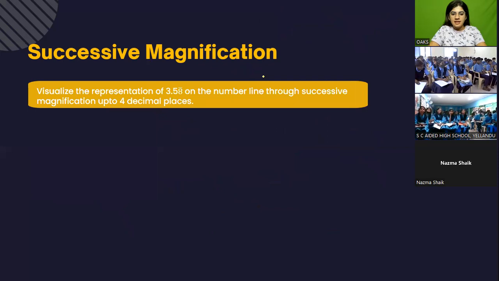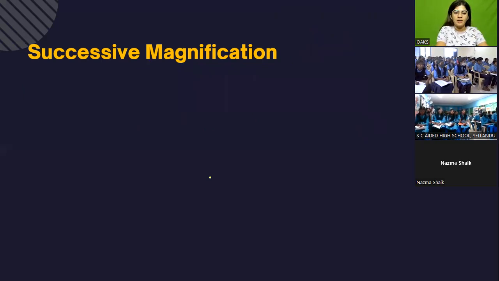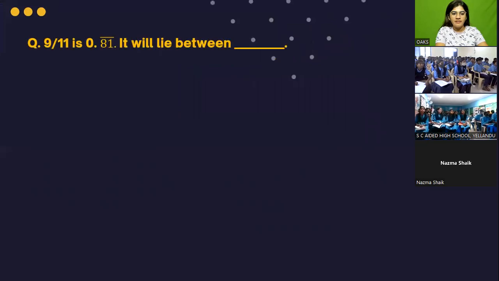Okay, so here is another question. We have 3.58 bar. What does that mean? It is 3.5888 because we just want 4 decimal places. Will you be able to do this? It will lie between 3 and 4, right? Then between 3.5 and 3.6. And further on, you can do this process, right? Yeah. Okay.